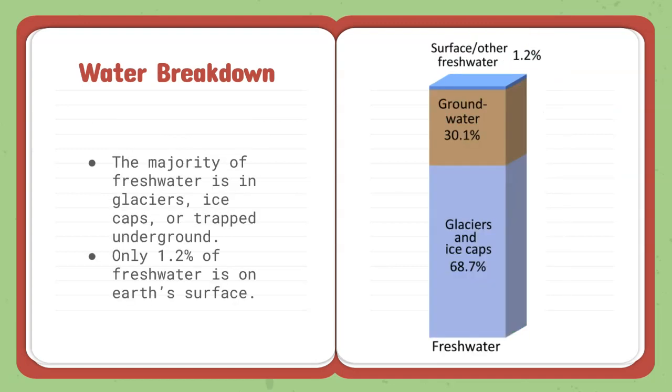Let's dig a little bit deeper though. The majority of fresh water is actually in glaciers, ice caps, or trapped underground, so we can't get to it. Only 1.2% is actually on Earth's surface. So we have about 1.2% of the overall fresh water that is actually located at Earth's surface.